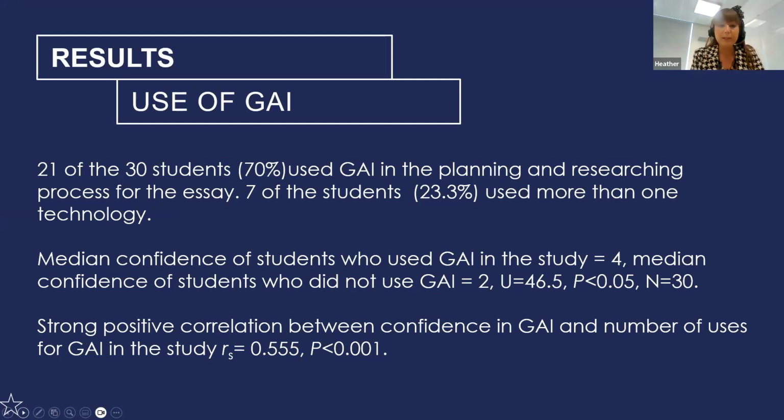So in terms of what we found, 21 of our 30 students, so 70%, used AI in the planning and researching process. And 7 of the students chose to use more than one GAI tool or technology. There was definitely a positive correlation between the confidence that they rated themselves in using the GAI and whether or not they chose to use it at all in the study, and also a correlation between their self-reported confidence and the number of uses that they chose to use it for.